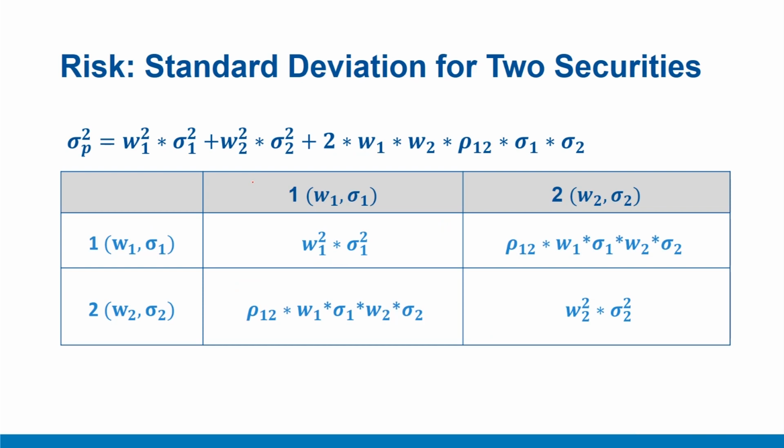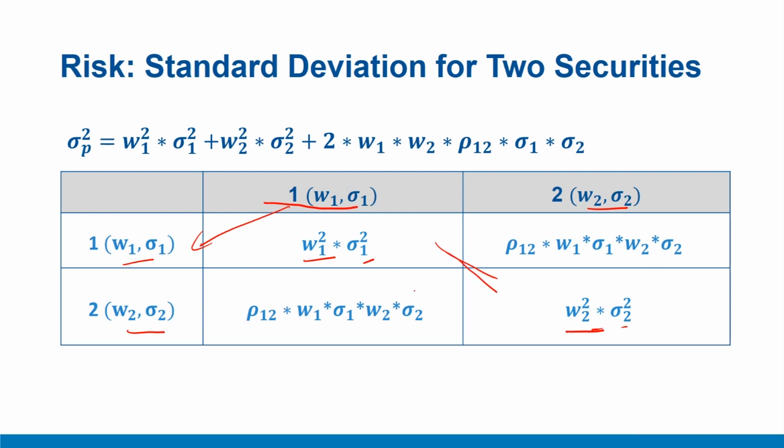Now, let us understand a more generic and easy-to-use thumb rule while constructing the risk for a two security portfolio. You need to create a 2 cross 2 box like this, where you have first W1 sigma 1, W2 sigma 2 here, and W1 sigma 1, W2 sigma 2 here. Now, in the first box, you will combine these two terms to get W1 square sigma 1 square. And again, this cross term will give you W2 square sigma 2 square in a very similar manner. So these are called diagonal boxes.